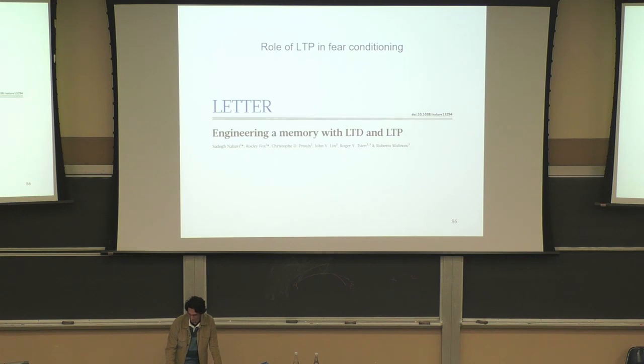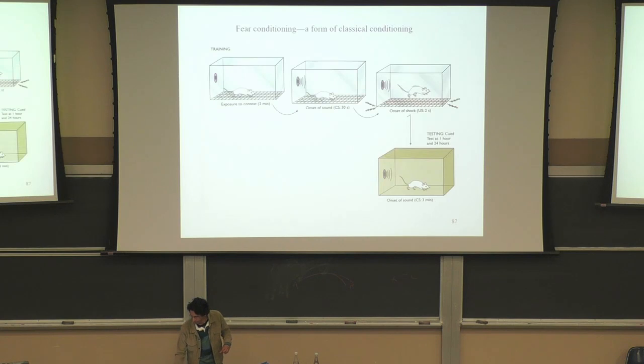Right. So in this paper, they're trying to engineer long-term potentiation or depression, to see if that was able to create a kind of fear conditioning in a mouse. So the behavior is shown here. You have the mouse in a box. Then the mouse hears a tone that's paired with a shock. And then if you put it in another box, the mouse freezes to the tone because it's afraid of this association. So it thinks the tone is very scary.